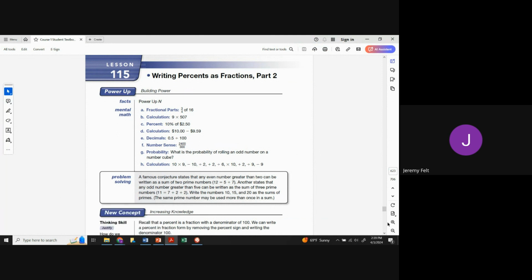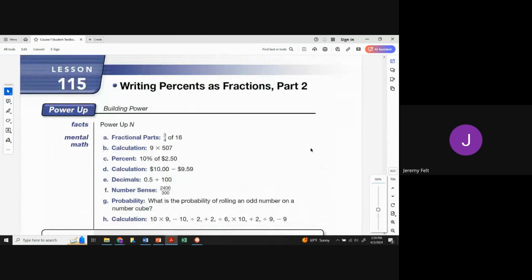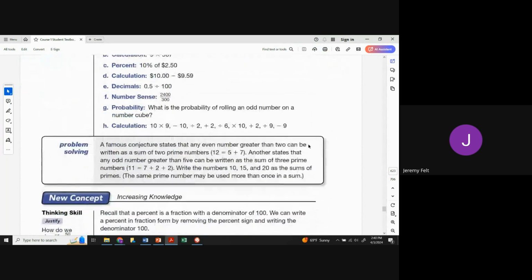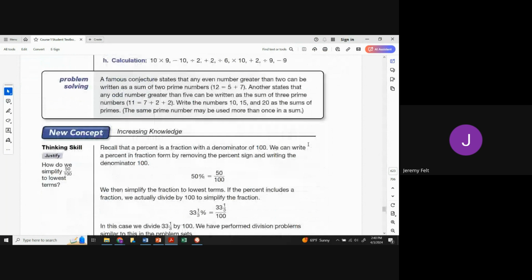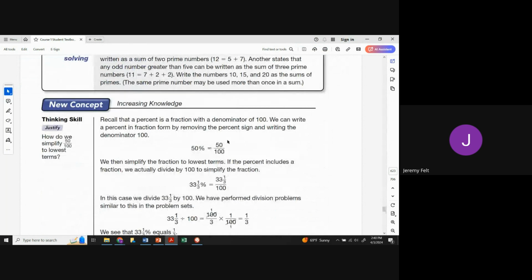Writing percents as fractions, part 2. Part 2 meaning we've really done percents, fractions, and decimals, and worked out how to change them back and forth all year. And so we're just looking at more of that. So again, something simple like 50%. Well, 50% means per 100, so 50 over 100. 50 goes into both of them. We could reduce it down to 1/2.